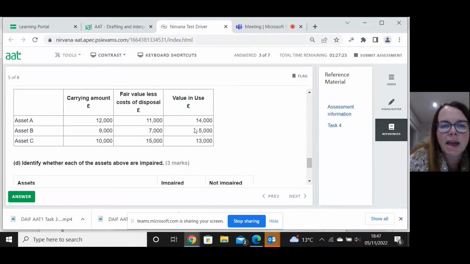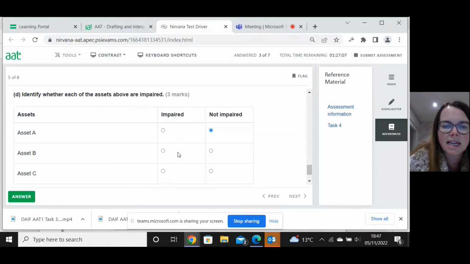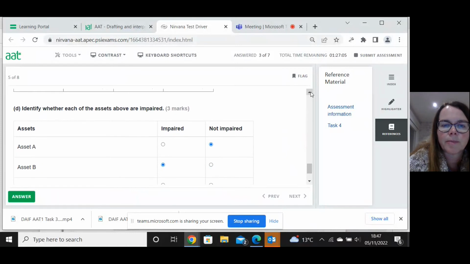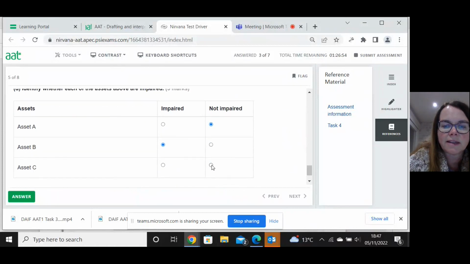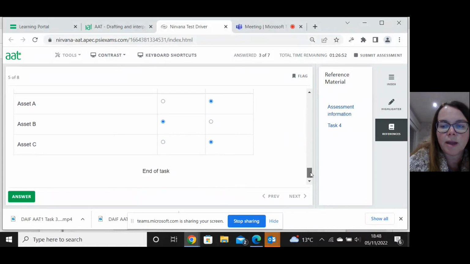Asset B, we compare the fair value and the value in use, and we've got a recoverable amount of 7,000. At the moment, this asset is carrying at 9,000, so it does have to be impaired down to that 7,000. So yes, asset B is impaired. Finally, asset C, we've got a recoverable amount of 15,000, which is higher than the carrying amount. So asset C is not impaired.